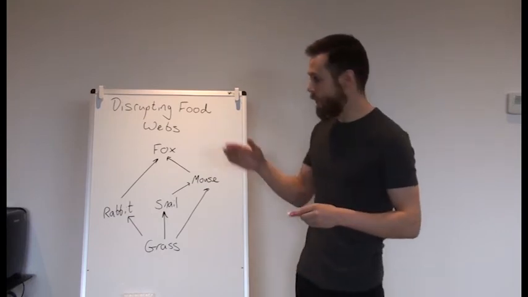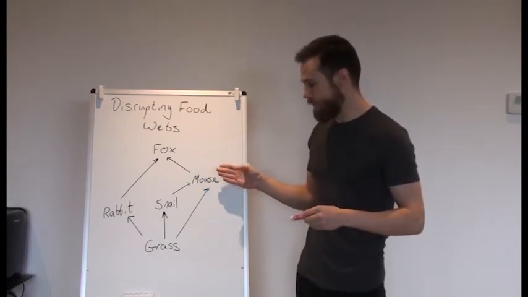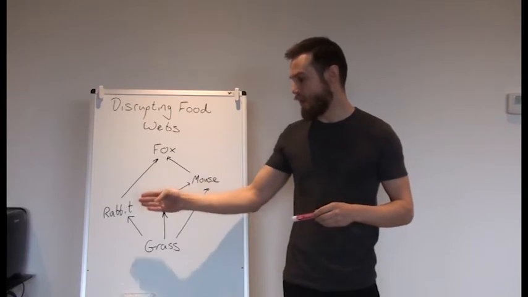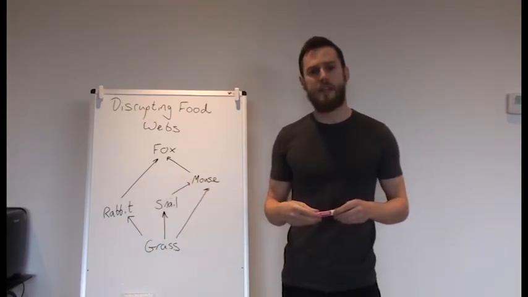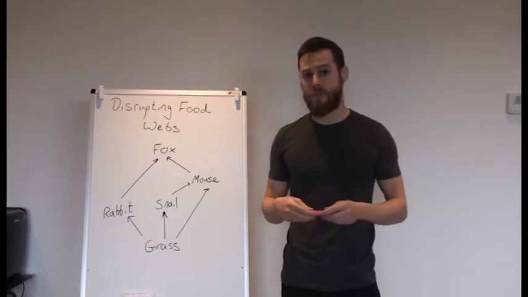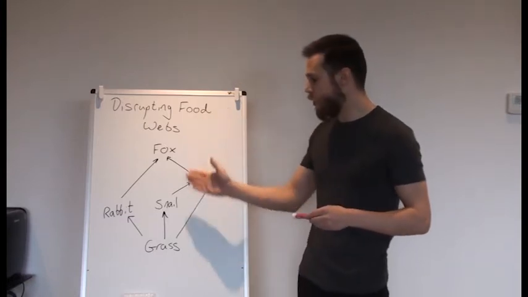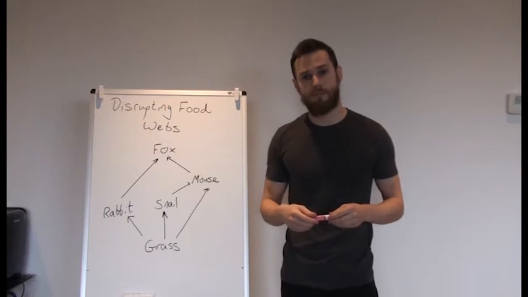So we can talk about the population of foxes, the population of mice, the population of snails, the population of rabbits, and the population of grass. That is distinct from a community, which refers to all of the organisms in total.